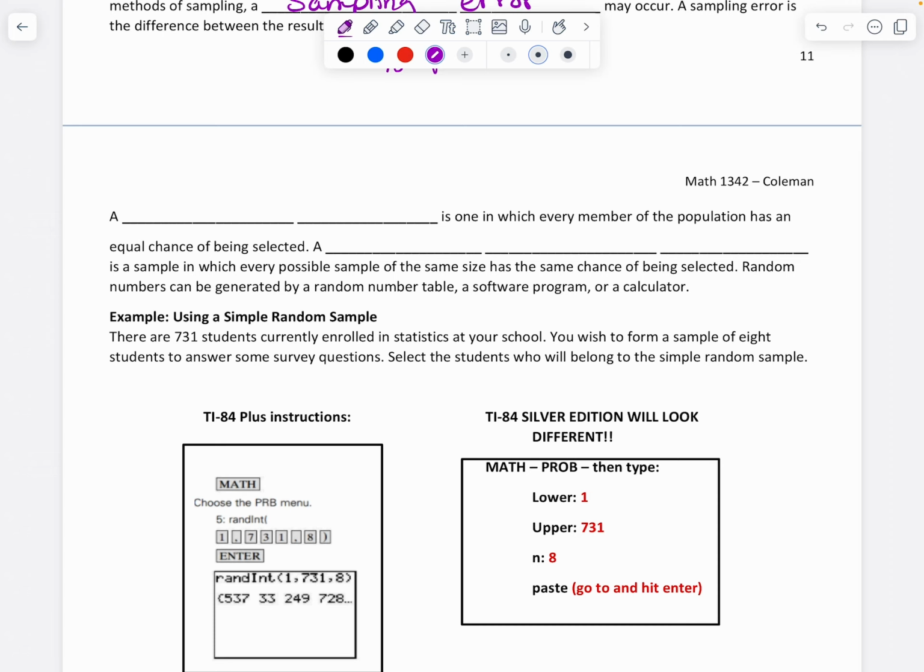Okay. All right, a random sample is literally one in which every member of the population has an equal chance of being selected. A simple random sample is a sample in which every possible sample of the same size has the chance of being selected.